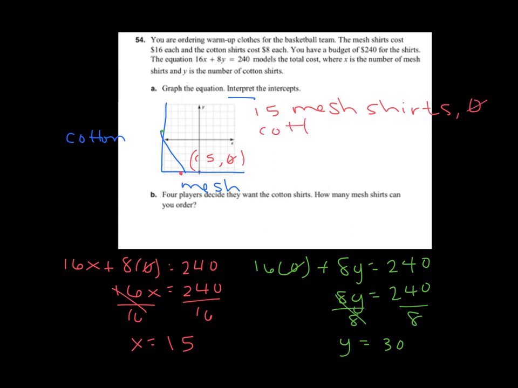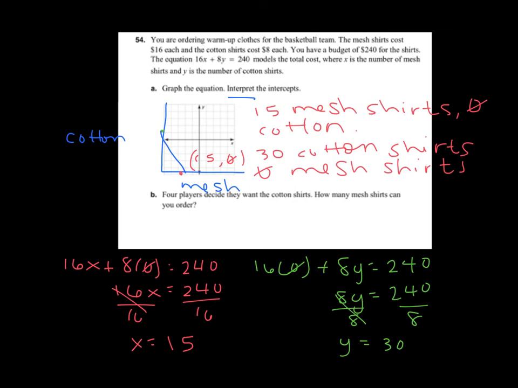And I get that by looking at what the variables stand for. Then on the other side of that, for the y-intercept, that would be 30 cotton t-shirts if they bought no mesh shirts. And this should make sense to you because if you substituted those values back into your equation, it's going to equal 240, which was their budget for the purchase of these shirts.